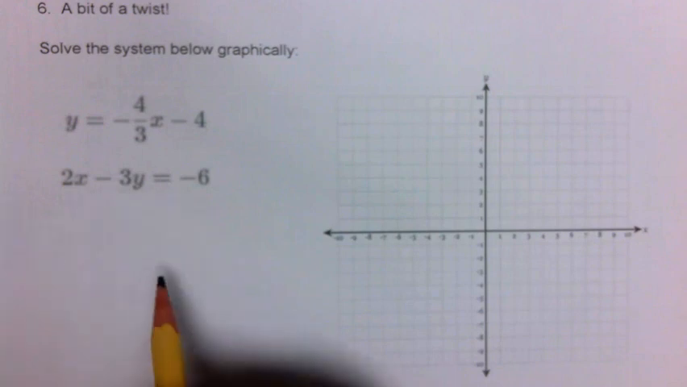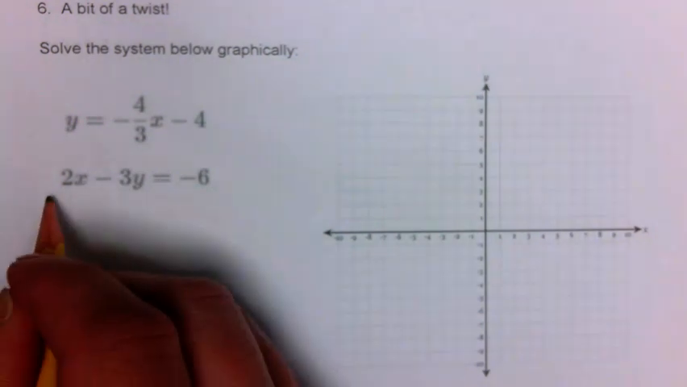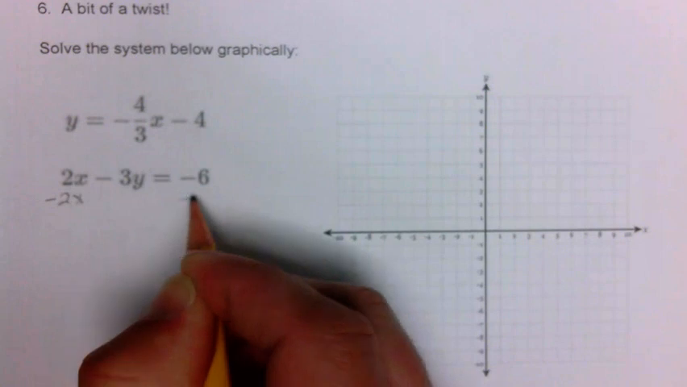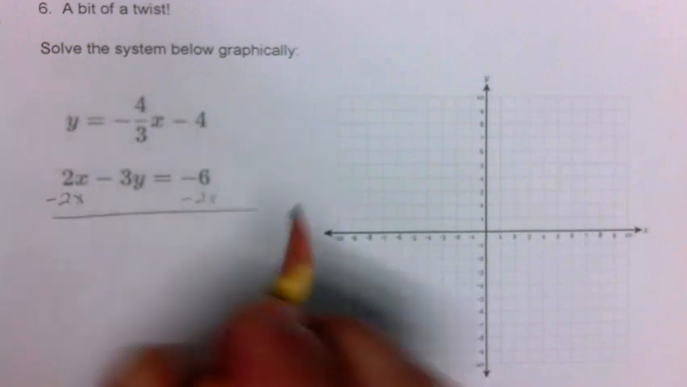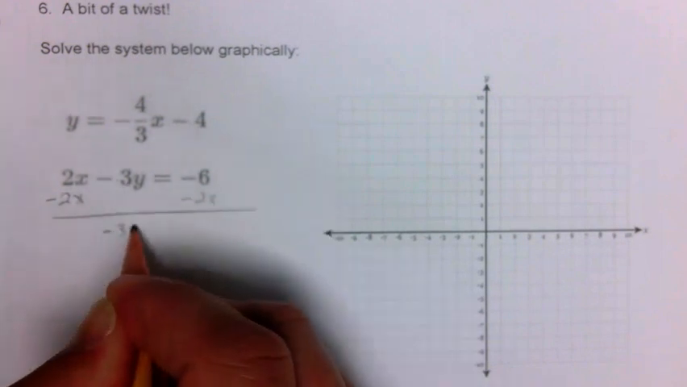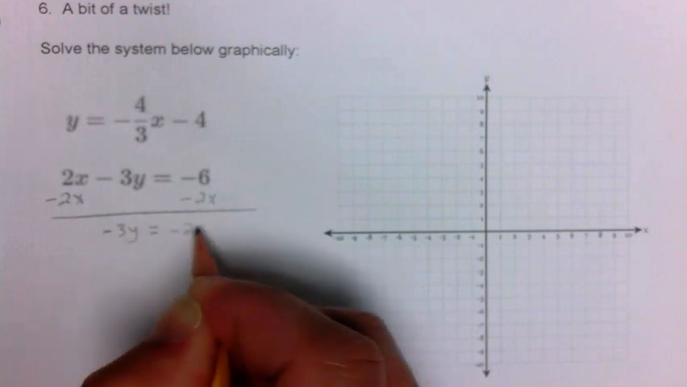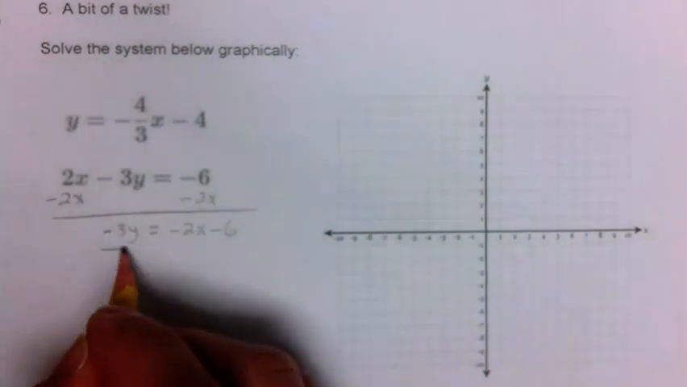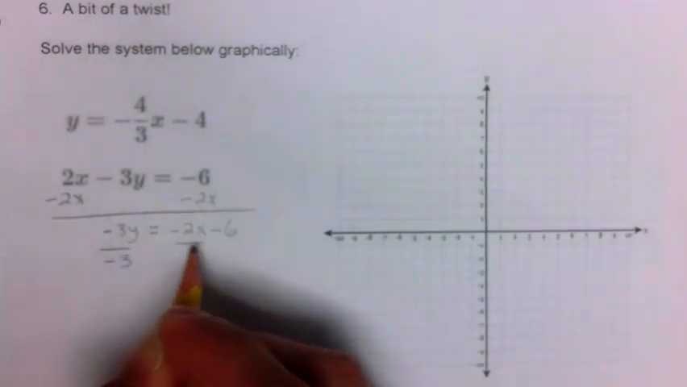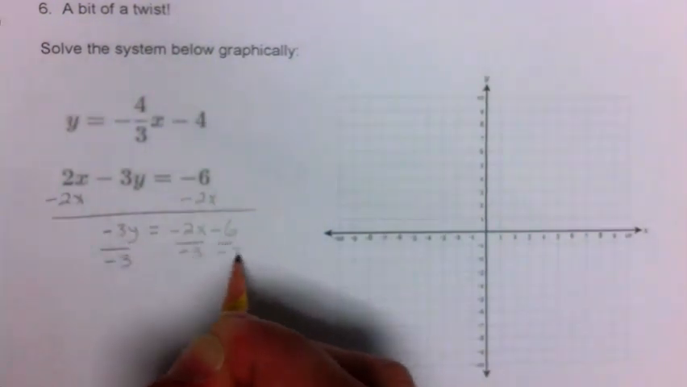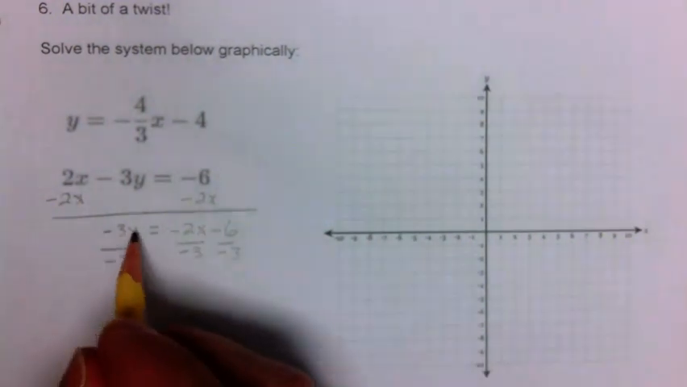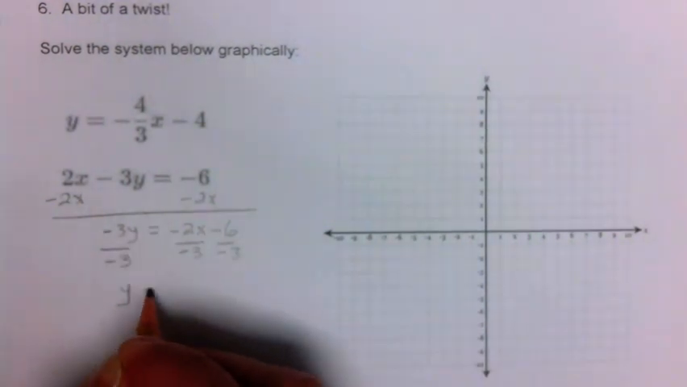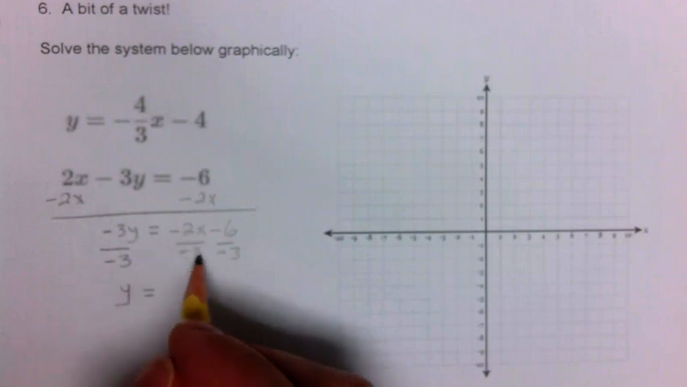So the first thing that I'm going to do on each side, I'm going to subtract that 2x on each side. So now I'm going to have negative 3y equals negative 2x minus 6. And now to isolate y, I'm going to divide everything by negative 3. Divide by negative 3 on each side. Negative 3y divided by negative 3 is y. Negative 2x divided by negative 3. Negative divided by negative is positive, so I'm going to make that 2/3 x.